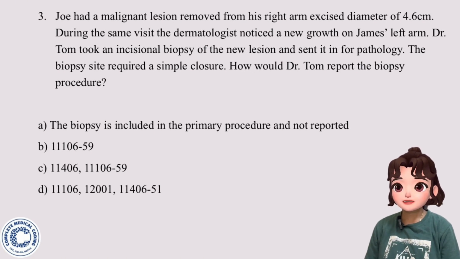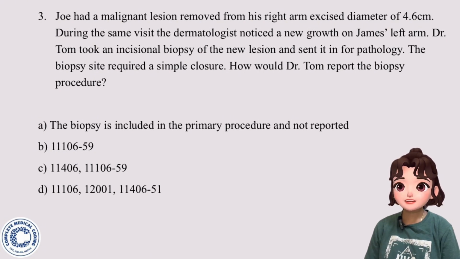Joe had a malignant lesion removed from his right arm, excised diameter of 4.6 cm. During the same visit, the dermatologist noticed a new growth on James' left arm. Dr. Tom took an incisional biopsy of the new lesion and sent it for pathology. The biopsy site required a simple closure. How would Dr. Tom report the biopsy procedure? So we have to code for the procedure carried out by Dr. Tom.